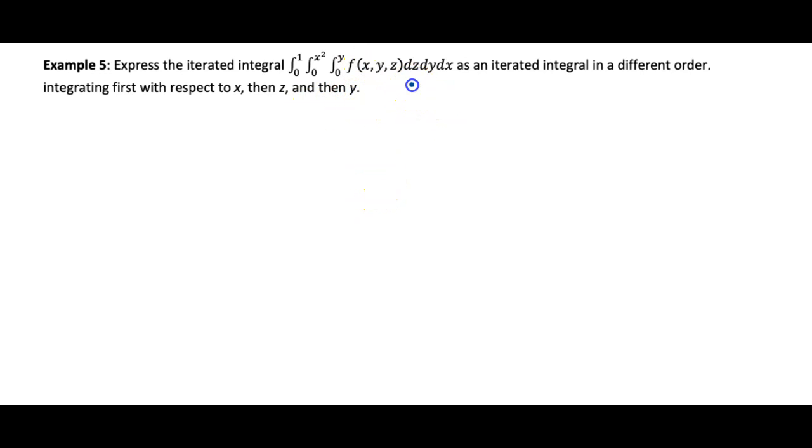So this integral is going to look something like this. We're going to have this triple integral. It's going to look like dx, dz, dy. So just switching up this order. So let's start by just sketching the integration region. And we know that this integration region is in 3 dimensions: z, y, and x.